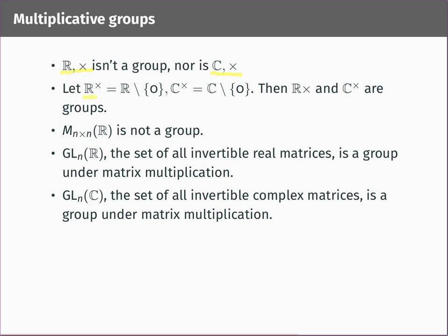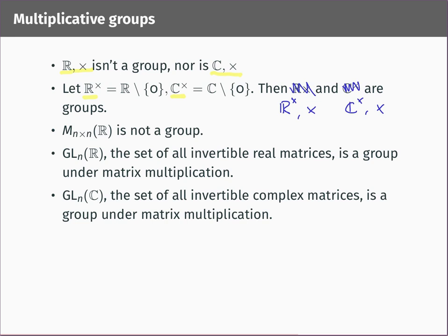On the other hand, if we let R cross be the set of all non-zero real numbers, and we let C cross be the set of all non-zero complex numbers, then R cross together with the binary operation of multiplication, and C cross together with the binary operation of multiplication, are both groups.